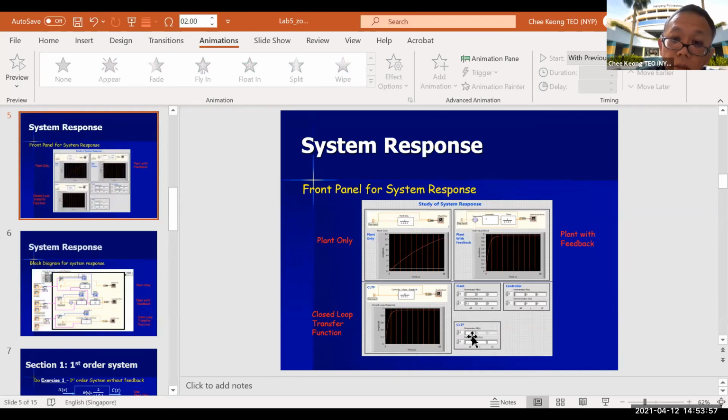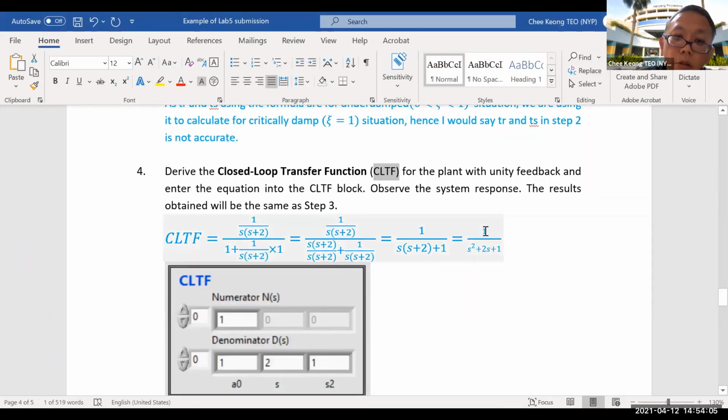This is the closed loop transfer function. You just need to key in the numerator and denominator here. Basically, you put your numerator as 1. The denominator will be s squared with coefficient 1, then 2 times s, so 2s, and 2 times s to the power of 0. This is s to the power of 0, not a0. So 1 times s to the power of 0 is 1, since s to the power of 0 is 1 anyway. Therefore, this is your closed loop transfer function input.